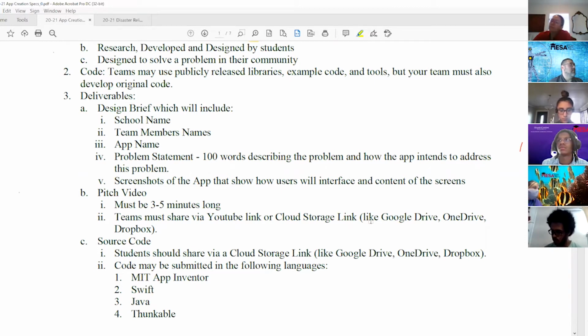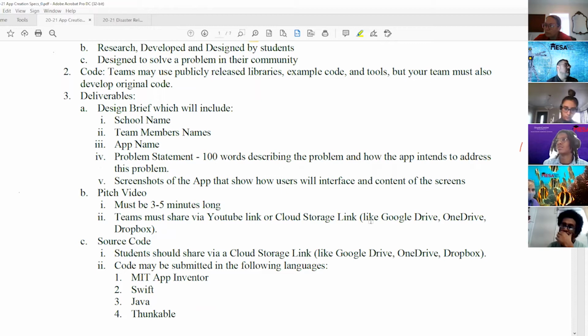When you share it, make sure you share it so that anyone with the link can view it, because we're going to share that link with our judges. And if they can't see it, they won't be able to judge it, and you won't get points for that video. So you have to make sure it's shareable.